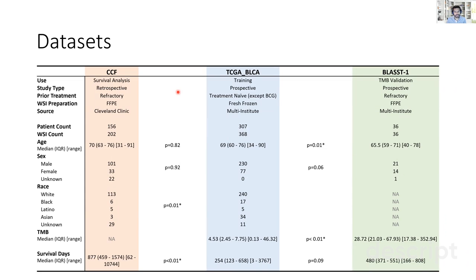To do this, we have 3 different data sets, starting with the Cancer Genome Atlas bladder cancer cohort, which was collected prospectively from treatment-naive patients for the most part. And the slides are from fresh frozen tissue. The next one is a study that is also prospective, but mostly with refractory patients, and the slides are FFPE. And the Cleveland Clinic cohort, CCF, was retrospectively collected with refractory patients as well, and FFPE images.